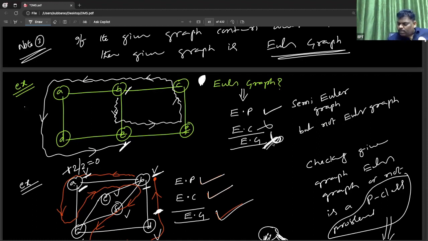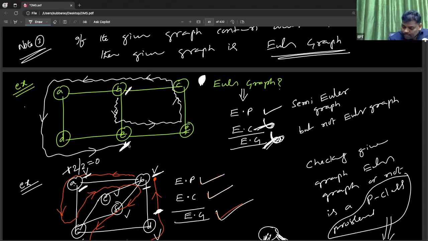Next one. It is not an Euler graph means an Euler circuit is not possible. That's the meaning. At least an Euler path may be possible. Very simple. Listen. If the Euler graph is not satisfied, the Euler circuit is not satisfied, but at least the Euler path may be satisfied. You have to check like this: exactly 2 vertices of odd degree, possible or not?